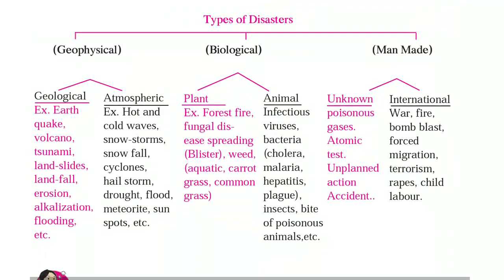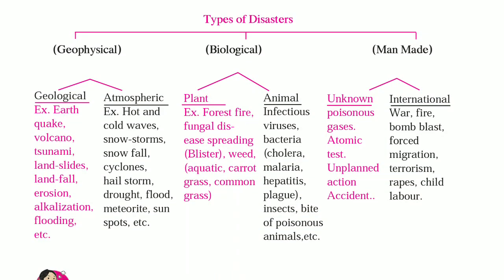Types of disaster: geophysical. Geophysical are of two types: geological and atmospheric. Geological, for example: earthquake, volcano, tsunami, landslides, landfall, erosion, alkalization, flooding, etc. Atmospheric: hot and cold waves, snowstorms, snowfall, cyclones, hailstorm, drought, flood, meteorite, sunspots, etc.